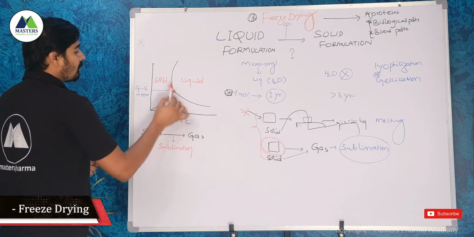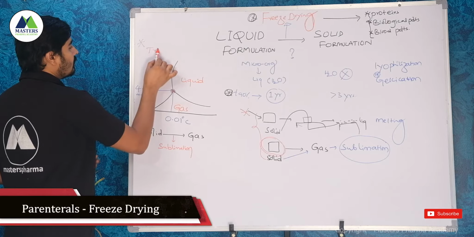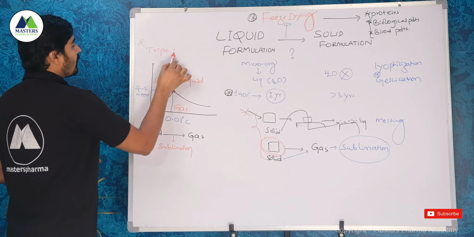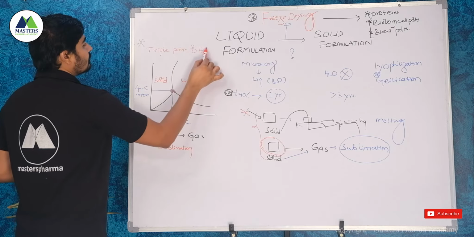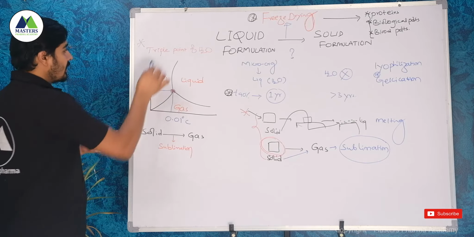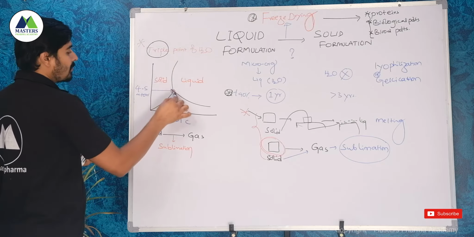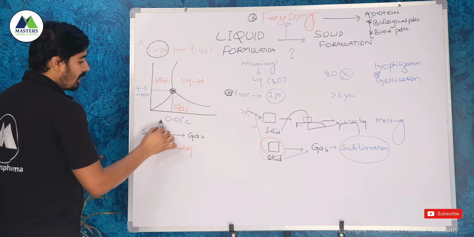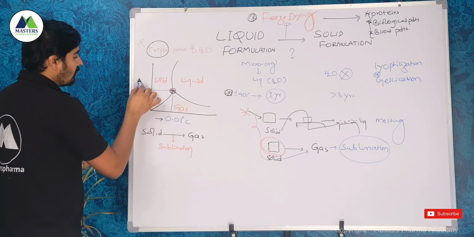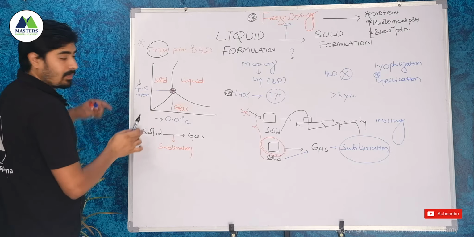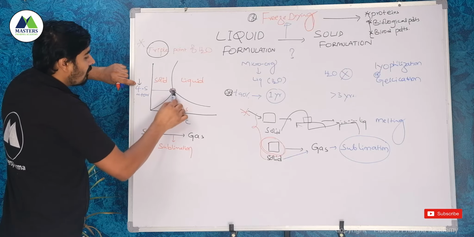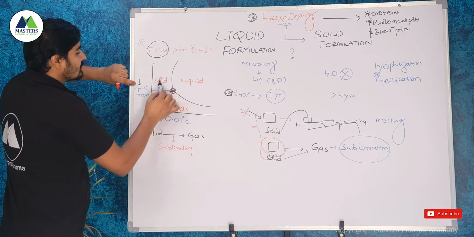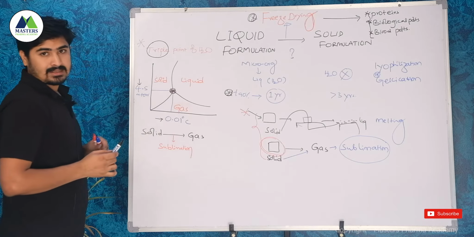So this is the triple point. This is the triple point of water diagram, right? Triple means three conditions. At this particular point, that is nothing but 0.01 degree centigrade and 4.5 milliliter, at this particular temperature and pressure, water can exist in the form of solid, liquid as well as gas, right?